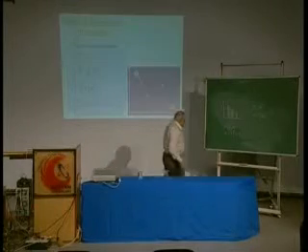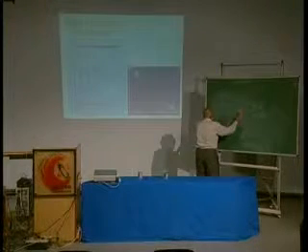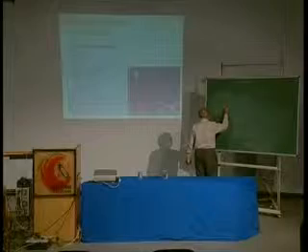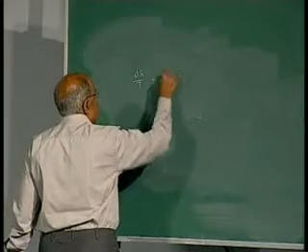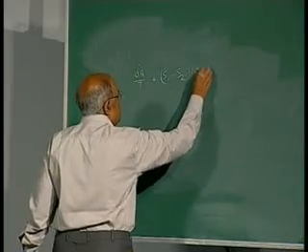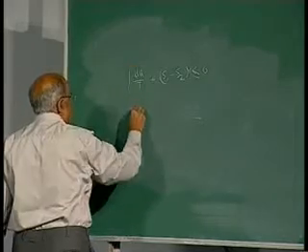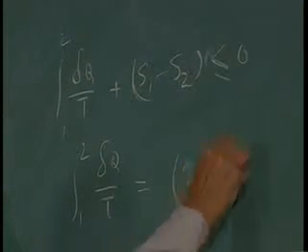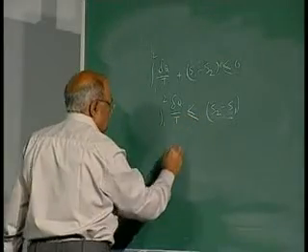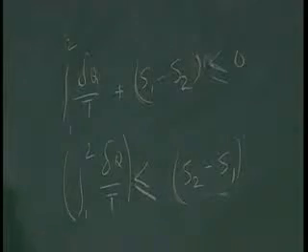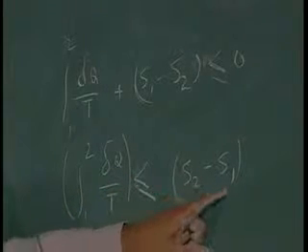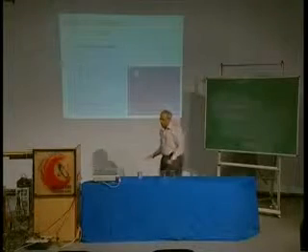I will just explain it. Or the integral of dq by T from 1 to 2 would always be less than or equal to the change in entropy, and that shows that the entropy of the system would always increase.